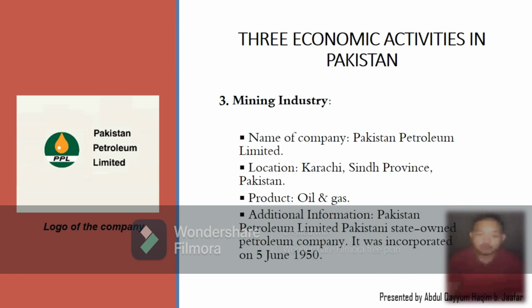For the economic activity in Pakistan is a mining industry. We can see here is a logo of the company. Name of the company is Pakistan Petroleum Limited. Location is Karachi, Sindh Province, Pakistan. Product oil and gas. Additional information, Pakistan Petroleum Limited, Pakistani state owned petroleum company, was incorporated on 5 June 1950.